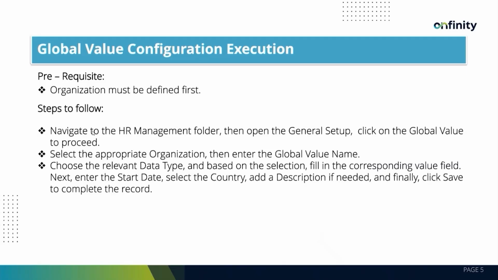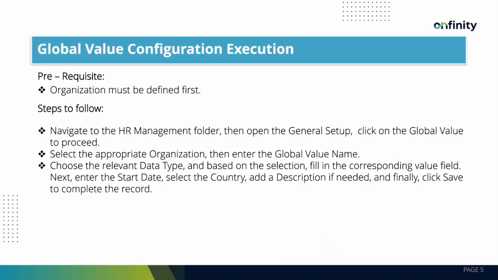This completes the setup. Before proceeding, ensure the organization setup is complete. Follow these steps. Navigate to the HR Management folder. Then open General Setup. Click on Global Value to proceed. Select the appropriate organization, then enter the global value name. Choose the relevant data type. Based on this selection, fill in the corresponding value field. Next, enter the start date, select the country and add a description if needed. Finally, click Save to complete the record.